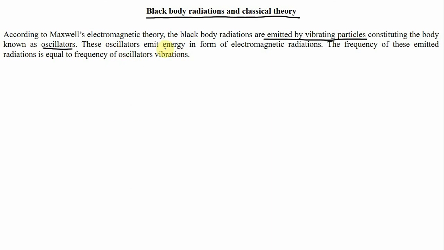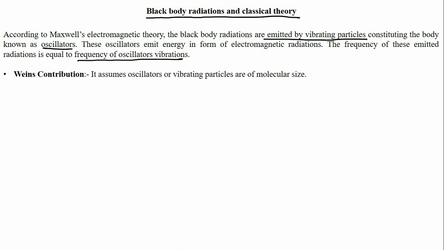These oscillators emit energy in the form of electromagnetic radiations, and the frequency of these emitted radiations is equal to the frequency of oscillations of these oscillators. So what it means, according to this theory, is that black body radiations are emitted by vibrating particles within the black body. These vibrating particles are called oscillators, and the frequency of these emitted radiations is equal to the frequency of the oscillator. The more the frequency of these oscillators or vibrating particles, the more is the energy of emitted radiations.